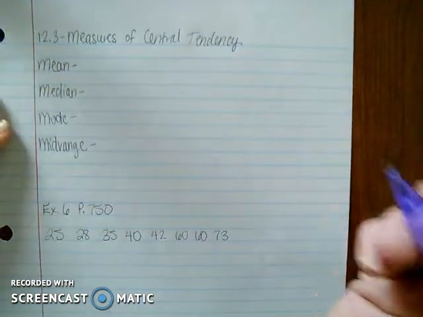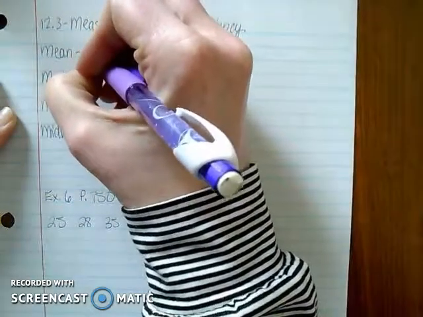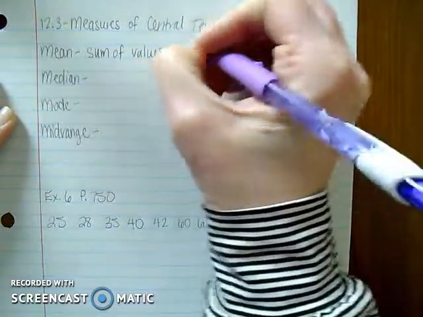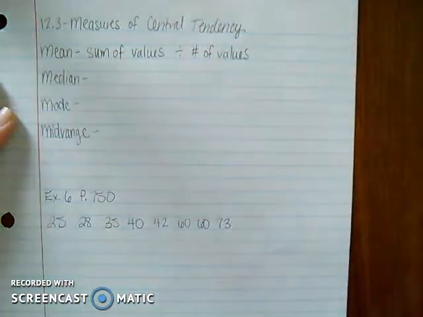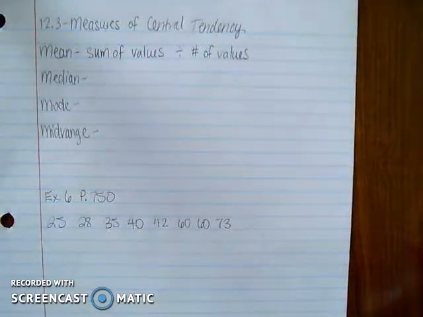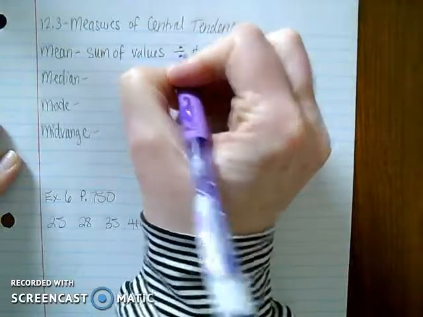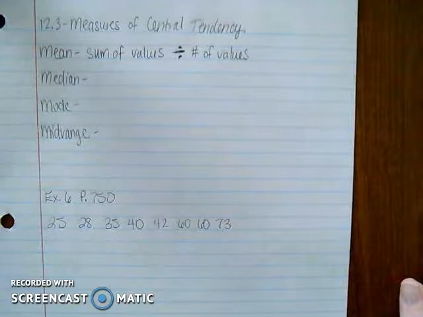So most of you know how to find the mean, or what most people think of when they say the average. You're going to take the sum of the values divided by the number of values. So again, when you hear average, that's what most people think of: the mean. Take and add all the values together and then divide by how many values there are.